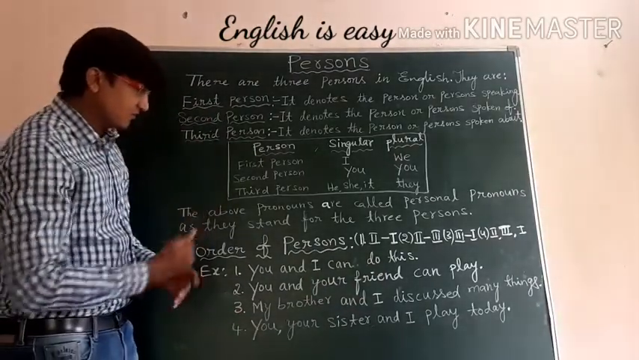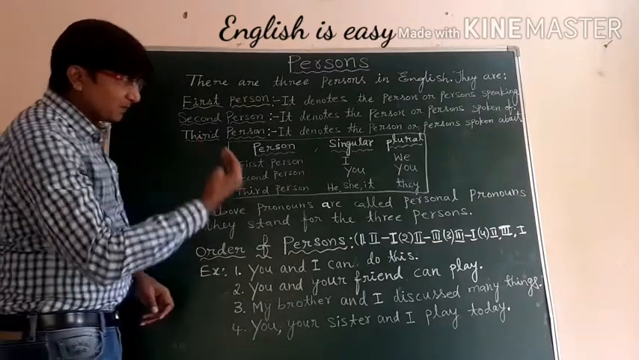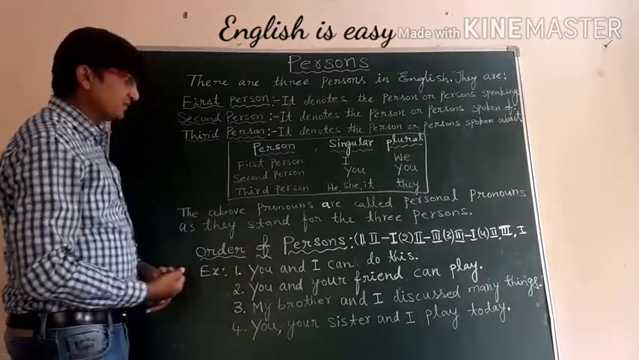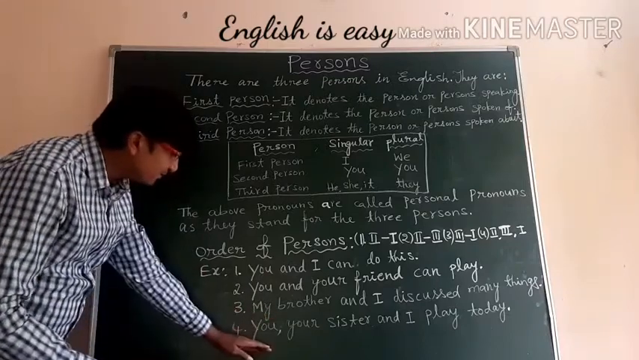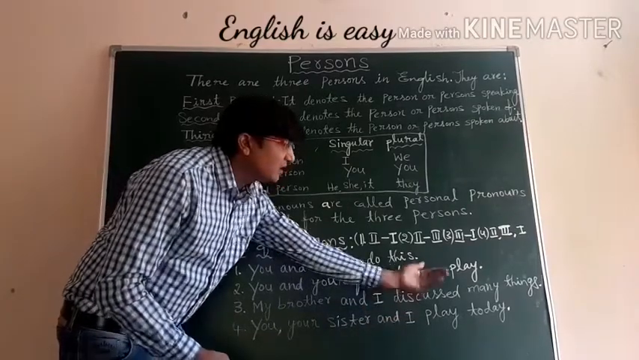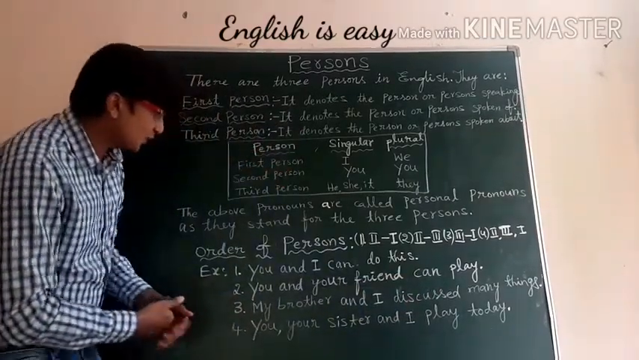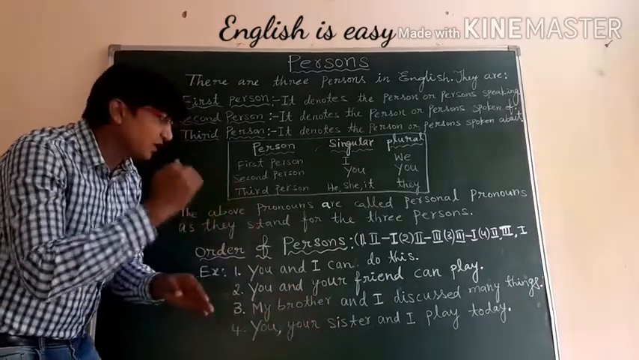That order is wrong. And finally, if we have these three persons together in a sentence, I have written a sentence here: "You, your sister and I play today." So this is the order. We are not supposed to change this order.